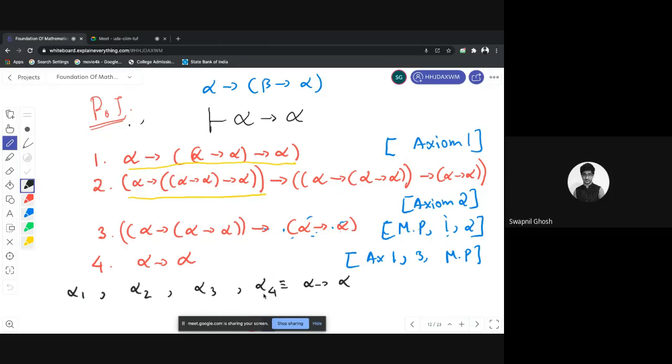And now again alpha 4 is obtained from axiom 1 and 3, so again using modus ponens. So again, this is a valid sequence of formulae which finishes with what you wanted to prove, and hence this is a proof.